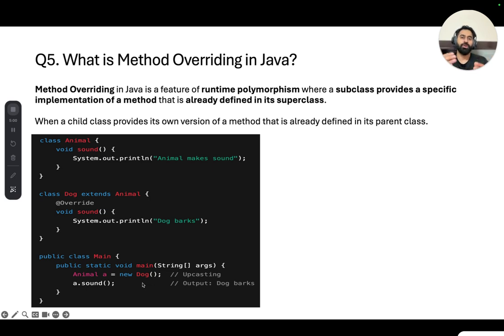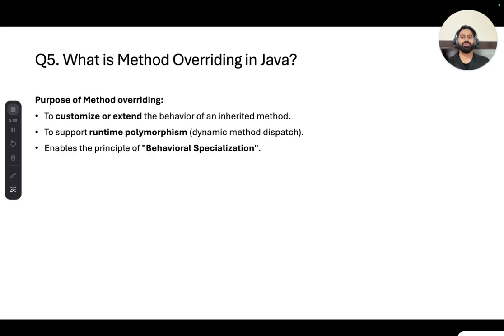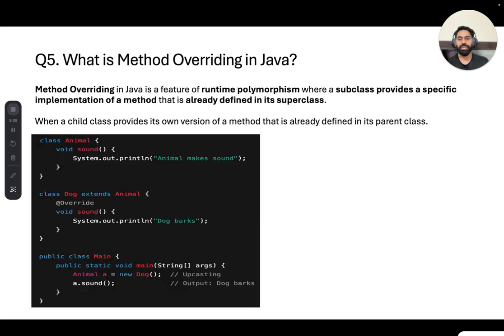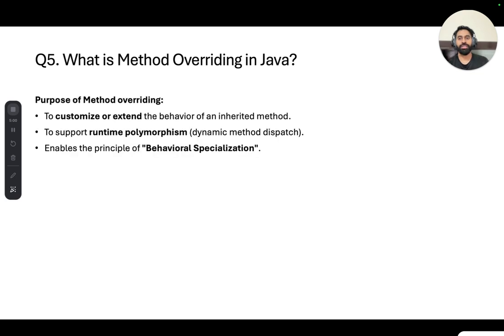So this is about overriding, where we provide a new implementation inside a child class for a parent class method. What is the purpose of method overriding? You can customize and extend the behavior of an inherited method. Here we already have a method sound in the parent class, but I want a different implementation for my child class. Then overriding can be used, and we can customize this.